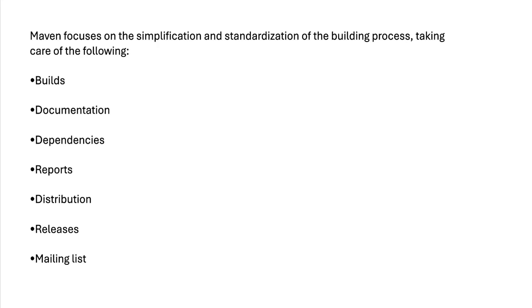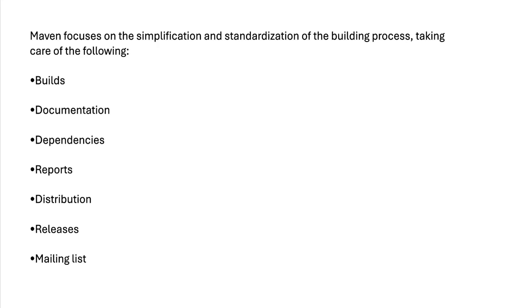Maven focuses on simplification and standardization of the building process, taking care of the following: builds, documentation, dependencies, reports, distribution, releases, and mailing list. So basically, with the help of the Maven tool, you can achieve all this. You can manage the build and then documentation, and if there are any latest dependencies, you can manage those dependencies, and then reporting, distribution, releases, and then mailing list if anything needs to be notified. So all that can be managed through the mailing list.